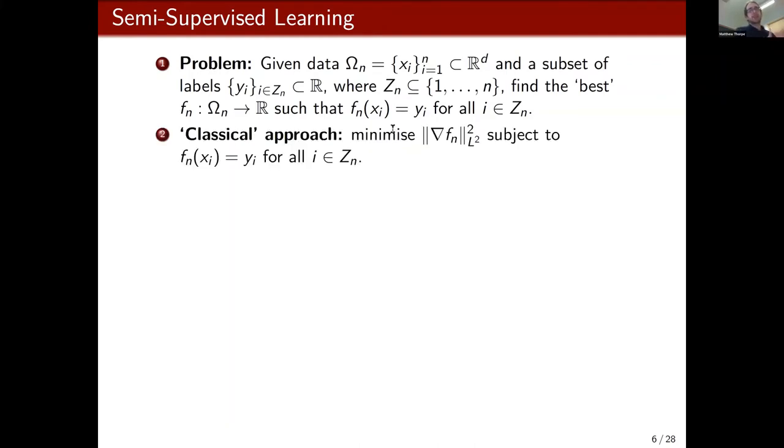The classical approach for this would be something like regression, right? One would look at minimizing the gradient subject to this constraint. But this isn't really taking advantage of the fact that this is a semi-supervised learning problem. This is a very nice example by one of my collaborators. Let's imagine we have only two labels, a red label and a blue label, and I want to divide my state space up into these regions. The most natural thing to do is just put a line down the middle. Anything to the left is red, anything to the right is blue.